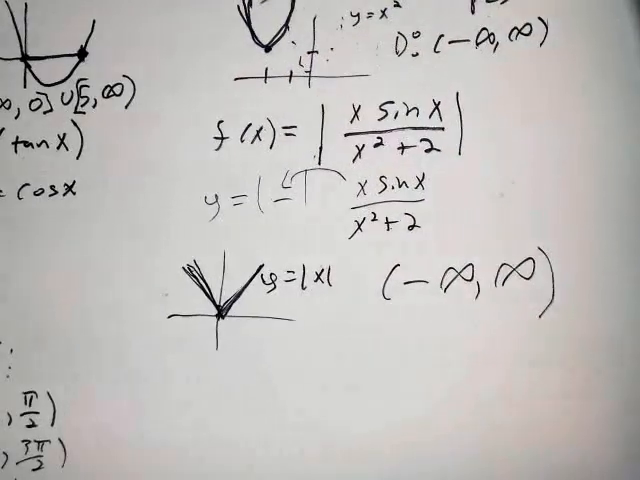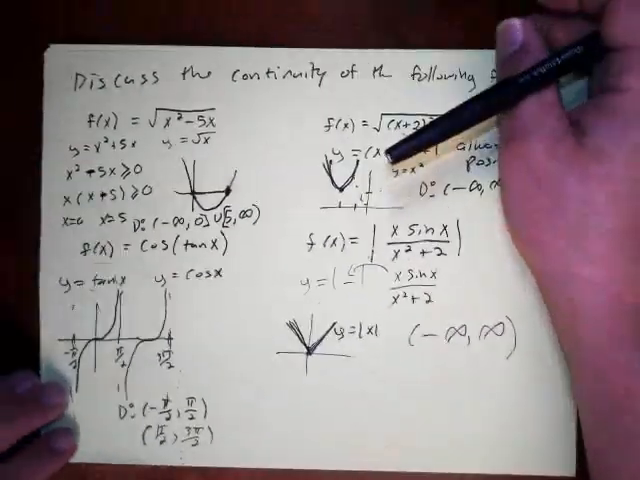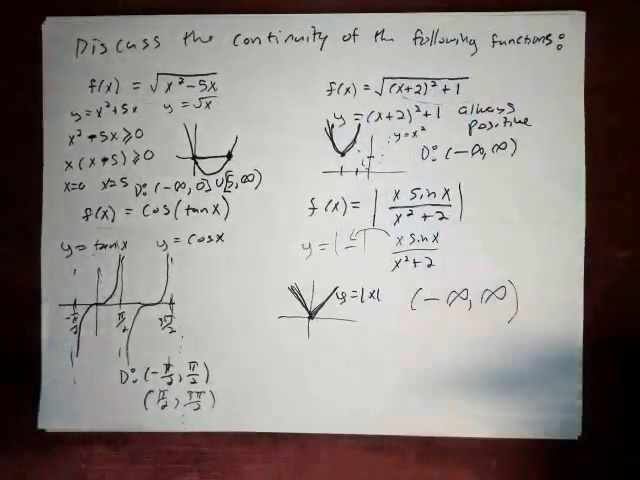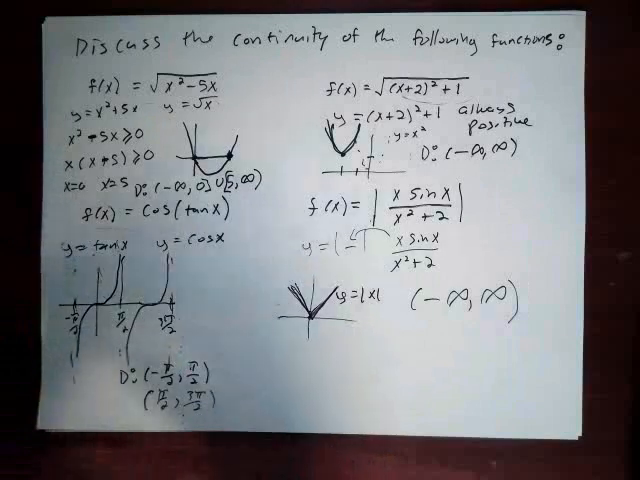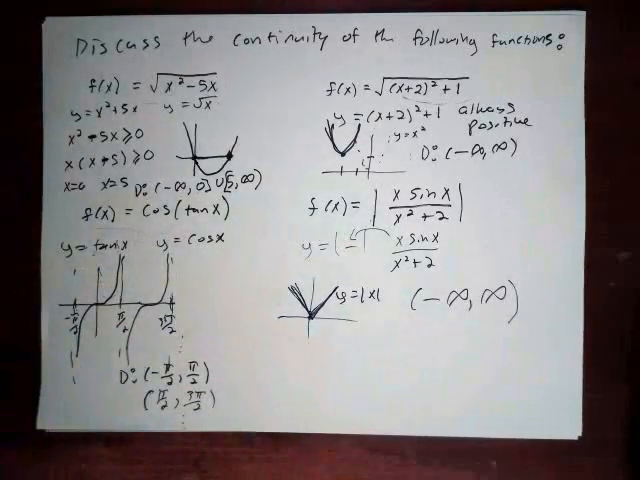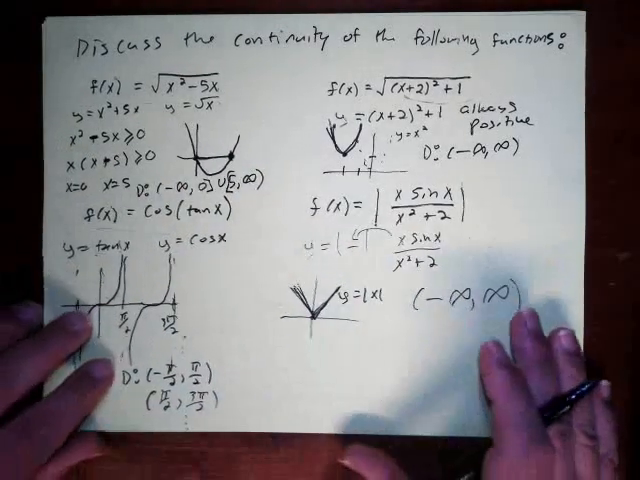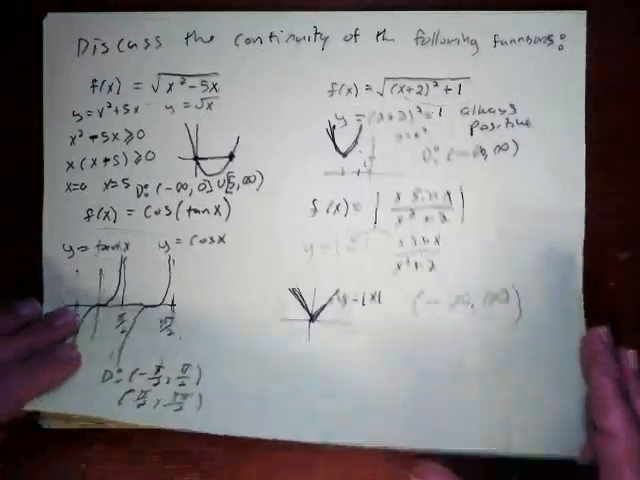So that's kind of a neat function. Okay, so this is basically using those properties of continuity to determine exactly when a function is going to be continuous, when it's going to have problems. And so it's kind of a useful tool.